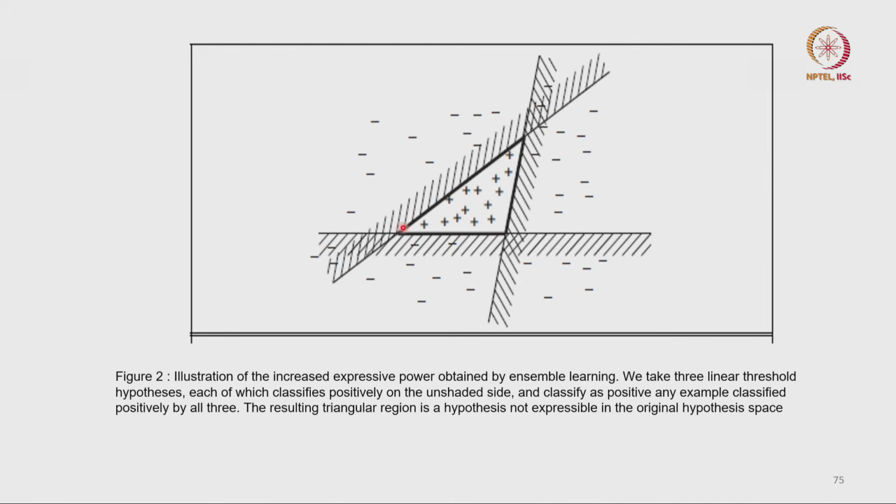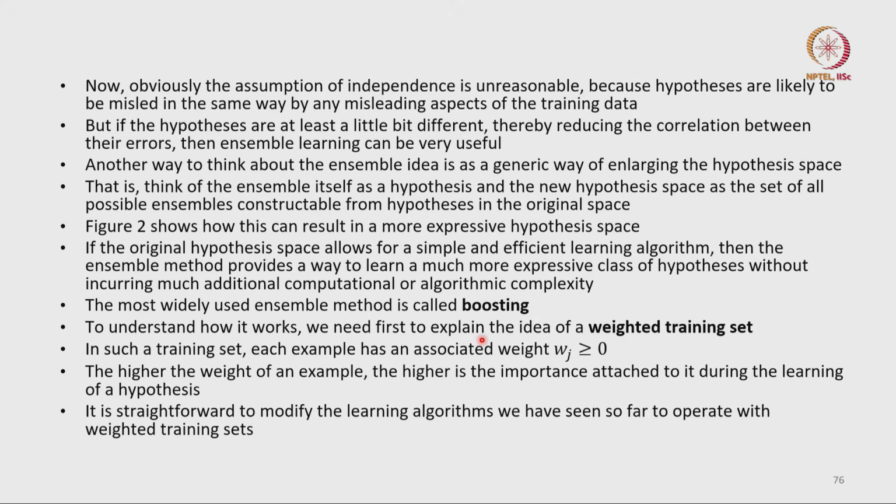So, if this is your region, what happens is that with a single hypothesis it will be difficult to classify this. But if you have 3 different hypotheses which you are combining together, it may be easier to actually classify this. So, this is a vague way of seeing what the advantages of using ensemble classifiers are basically.